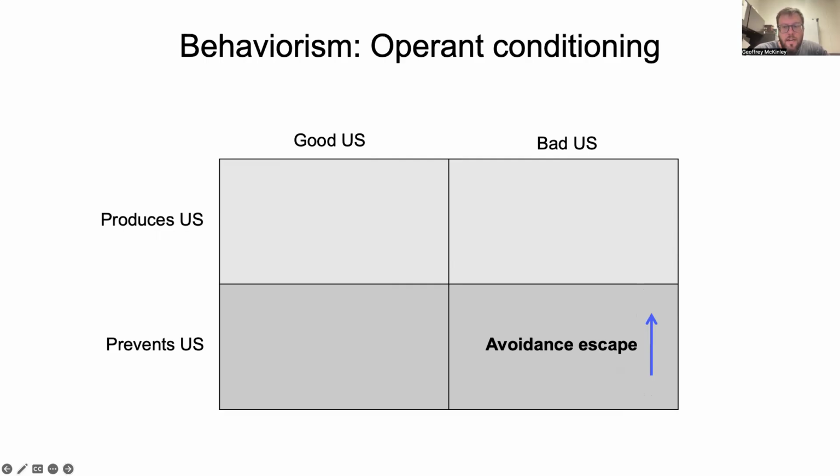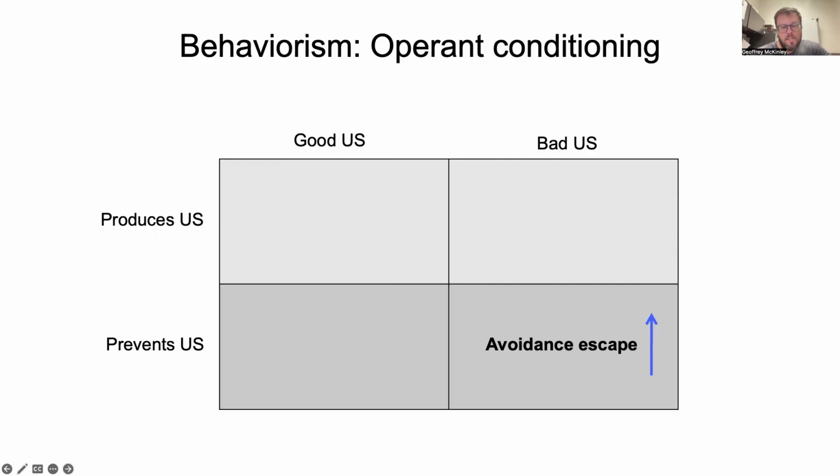It increases that kind of behavior. So that's the blue line, and that's supposed to indicate that when the behavior in question prevents a bad unconditioned stimulus from being presented, the behavior increases more.